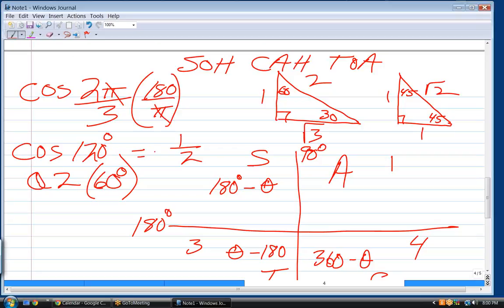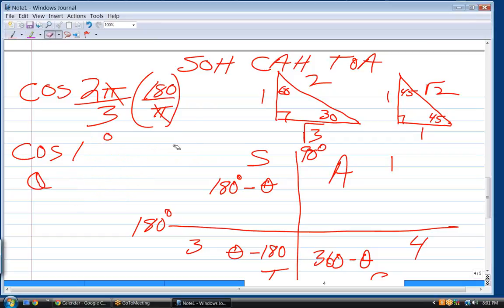And it's negative. That's the 3-step process. No matter what the angle is, identify the quadrant. Step 1. Figure out its equivalent first quadrant angle. Step 2. And step 3, put a plus or minus sign on there, appropriate to all students take calculus.